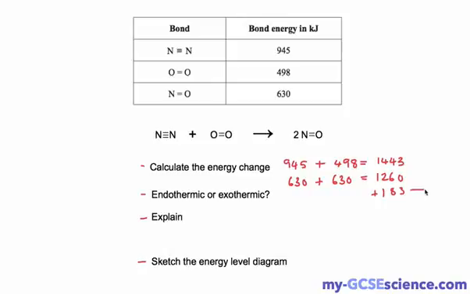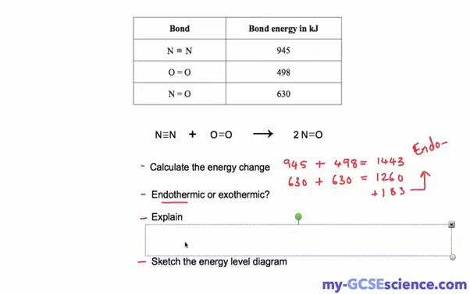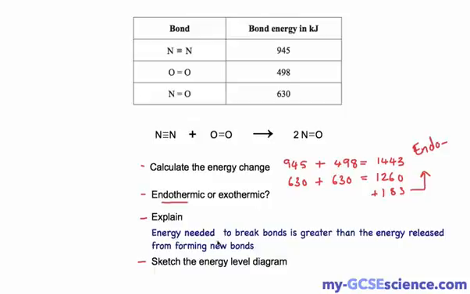So then we know that the reaction is endothermic. Remember, we said that if this was a negative number, it would be exothermic. So here we go. Is it endothermic or exothermic? There's our answer. It's endothermic. And explain why this is an endothermic reaction. Well, that's just going back to what we said on the previous slide. The energy needed to break the bonds is greater than the energy released from forming new bonds, and that's the reason why. And if we were to sketch the energy level diagram, it would look like this.